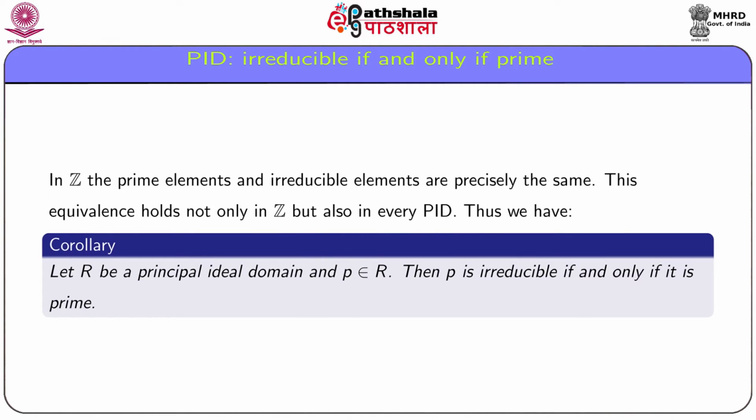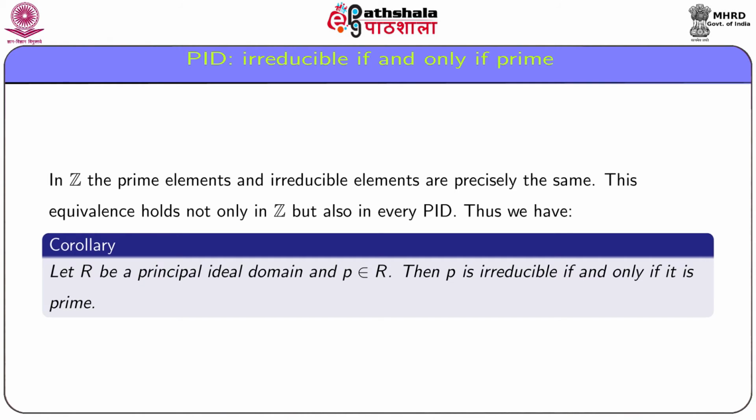Since in an integral domain every prime element is irreducible, it follows that in a principal ideal domain, which is an integral domain and at the same time a principal ideal ring, an element P is irreducible if and only if it is prime.